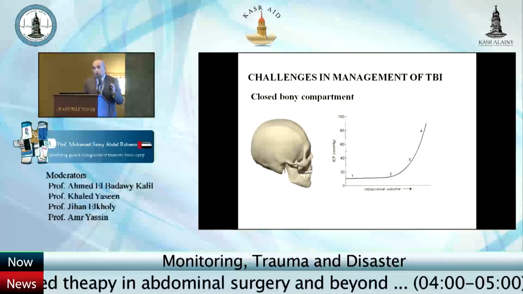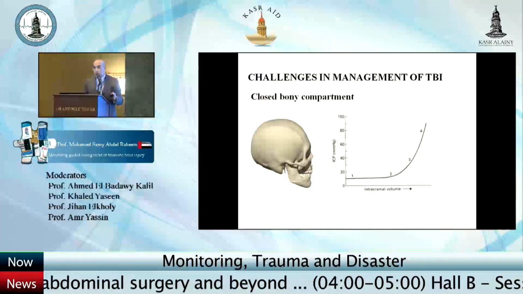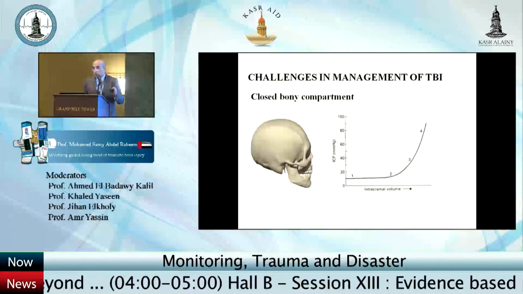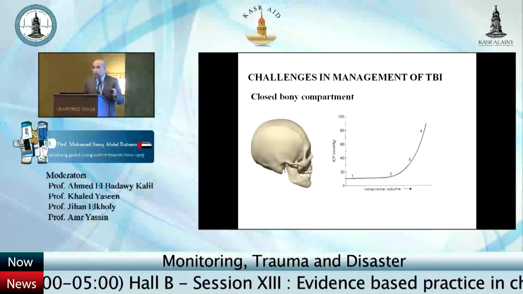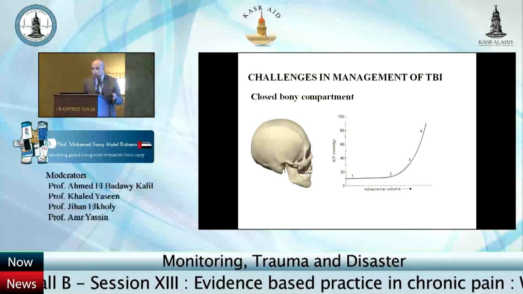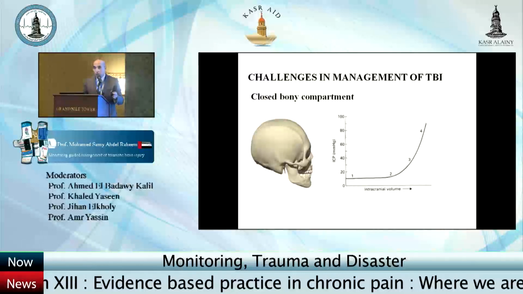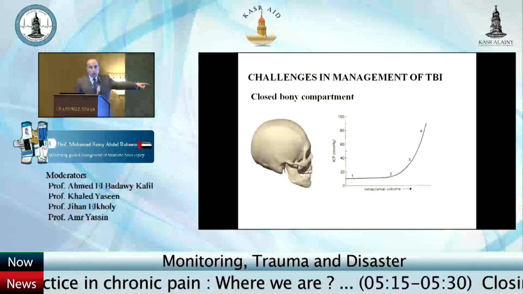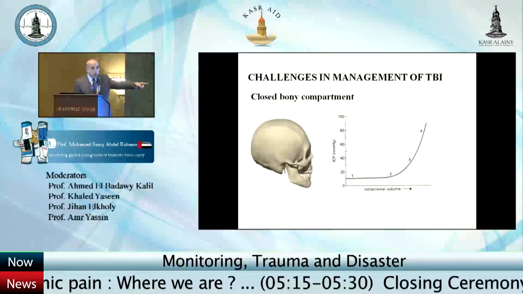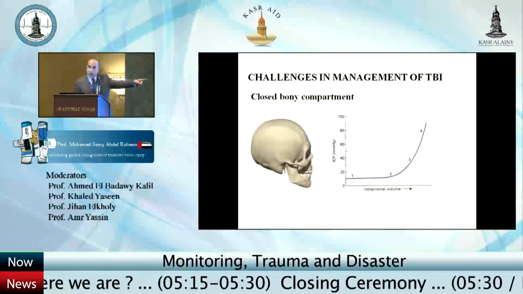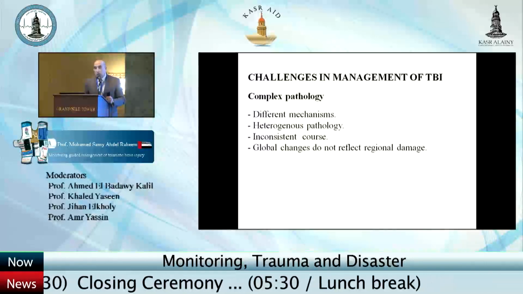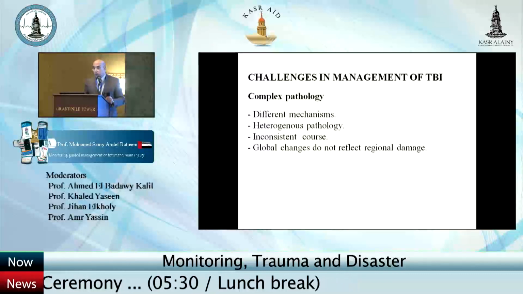One of them is that the three components of the brain, namely the brain tissue itself, the cerebral blood volume, and the CSF, are enclosed in this bony skull. That's why any increase in one of the components will certainly increase the intracranial pressure. And we don't know whether our patient is at the flat portion of the pressure volume curve, or the ICP compliance curve, or at the high part of it. We don't know that.